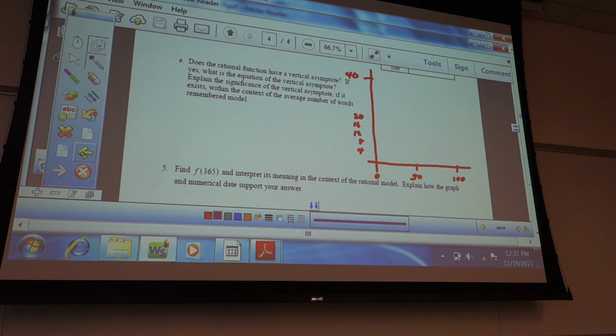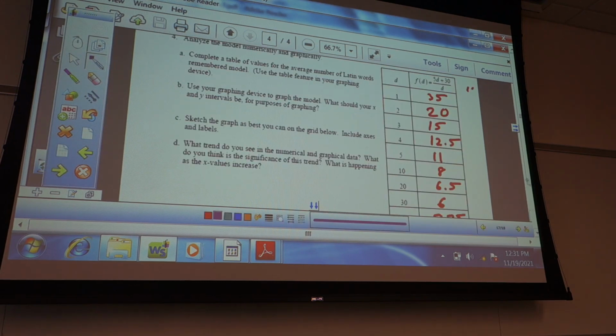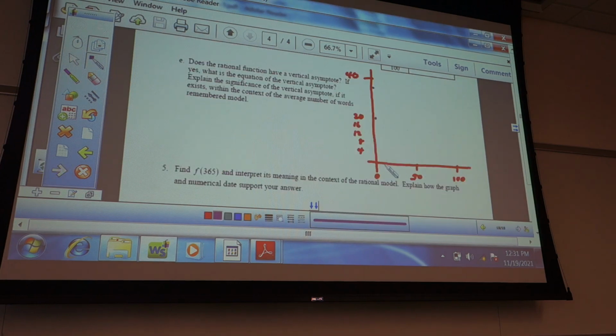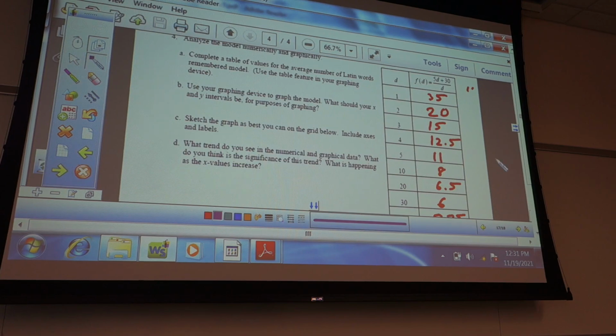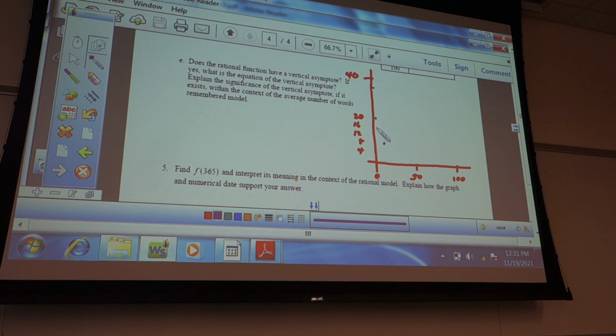Let's see. So after 1 day, which is really, really close to here, we've got 35 words. And then after 2 days, we drop down to 20 words. At 10 days, we're at 8 words. That helps me center things a little bit. So we go 15, 12 and a half, and 11.